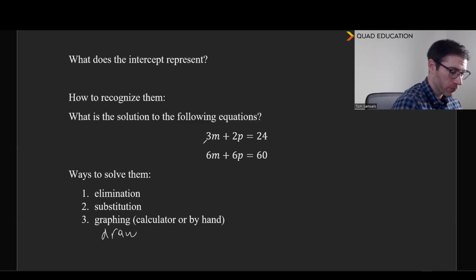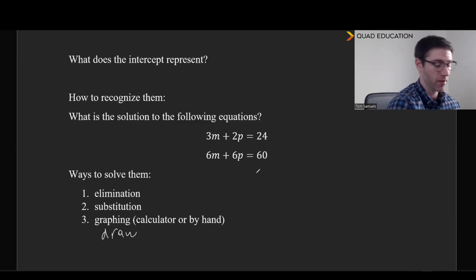So we have 3m plus 2p equals 24 and 6m plus 6p equals 60. And I'm going to go through each of these three ways to solve and show you that we're always going to get the same thing.